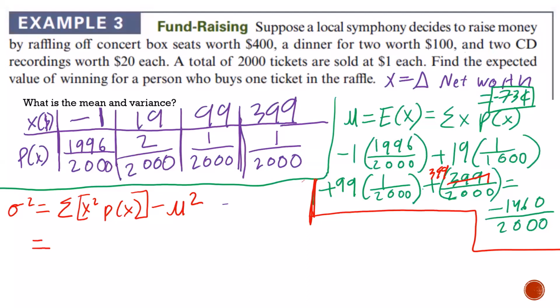So here, this would be -1 squared. I'm going to write out -1 squared. If you're calculating this out, I would expect you just to change that to 1 in your head. So times the probability of that amount, plus 19 squared, whatever that is, it's a little bit less than 400, times the probability of that amount.